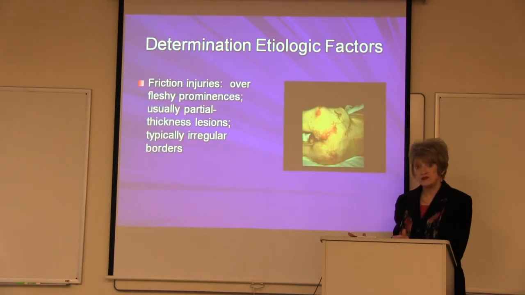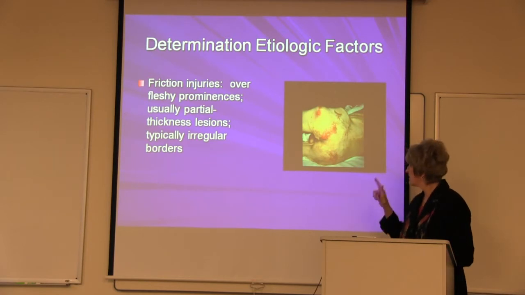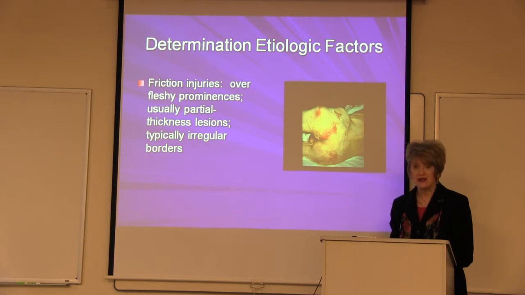Now, friction injuries are different, and of course, in many settings, this wound would be misclassified as a pressure ulcer. We've talked about that before. But we know it's not a pressure ulcer because, first of all, it's not over a bony prominence, it's over a fleshy surface. Secondly, it's extremely superficial, and there's no evidence of tissue necrosis, tissue ischemia.